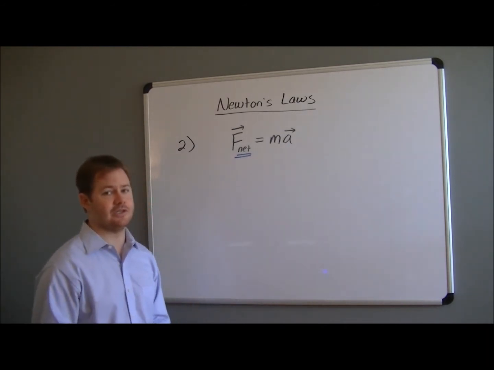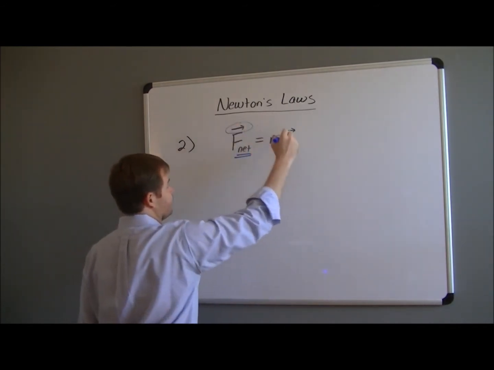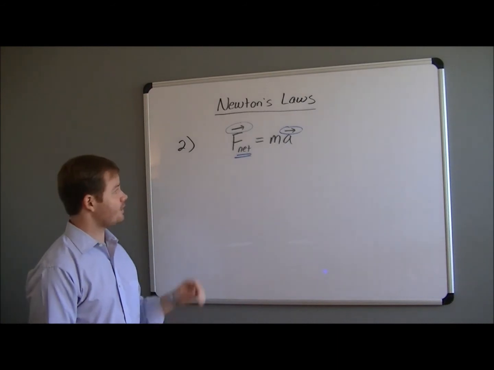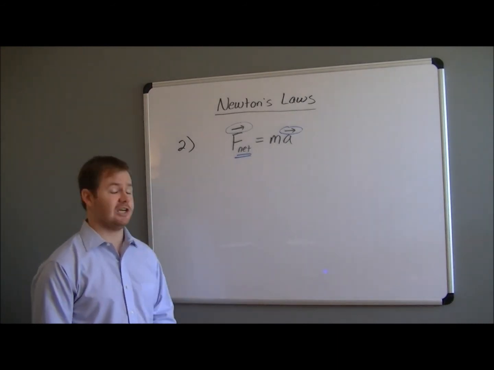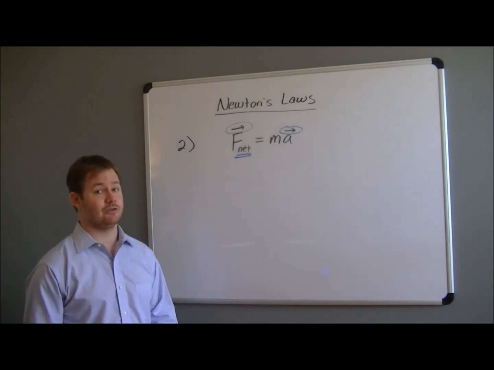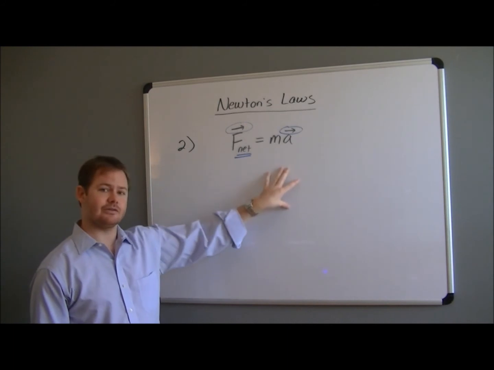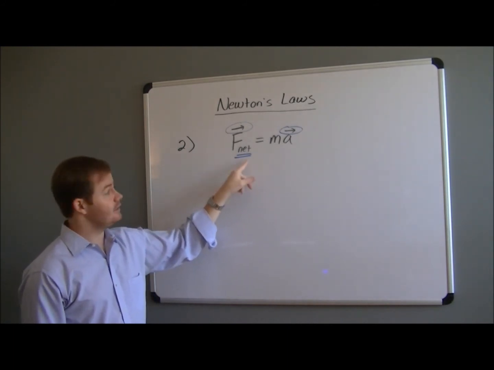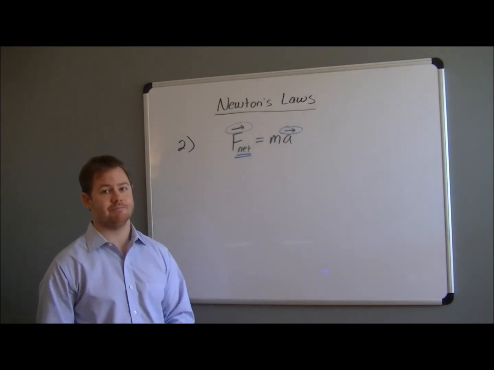The other important thing to note about Newton's second law is these little arrows over force and over acceleration. So what do those arrows mean? If you said that those arrows represent vectors, you're correct. And what vectors mean is that direction matters. So whatever direction our net force is applied is also going to be the direction that our object accelerates.